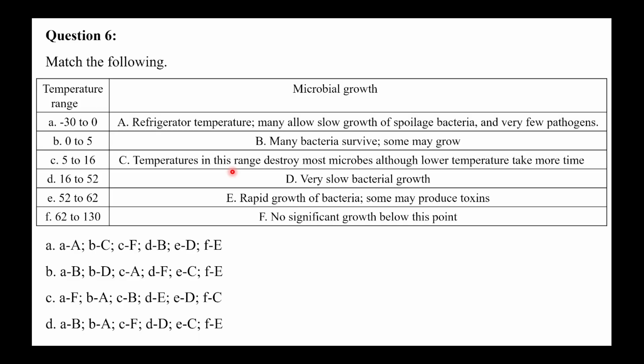And on the right hand side, the first row says refrigerator temperature, may allow slow growth of spoilage bacteria and very few pathogens. Second row says many bacteria survive, some may grow. Third is temperature in this range destroys most microbes, although lower temperature takes more time. Fourth is very slow bacterial growth. Fifth is rapid growth of bacteria. Some may produce toxins. And sixth is no significant growth below this point.